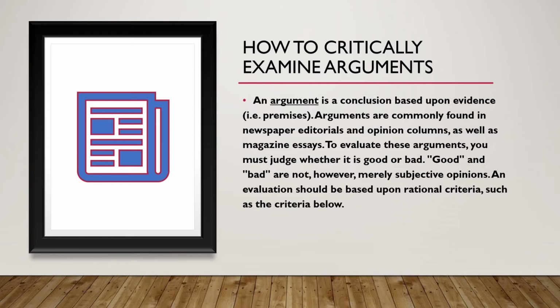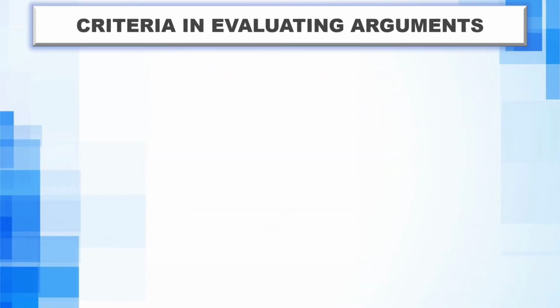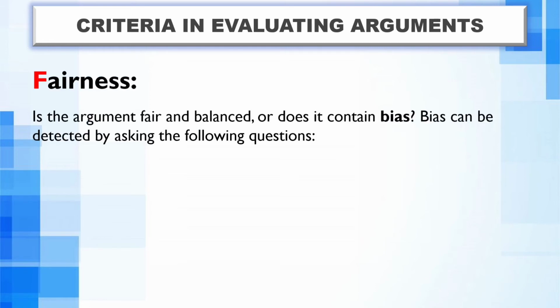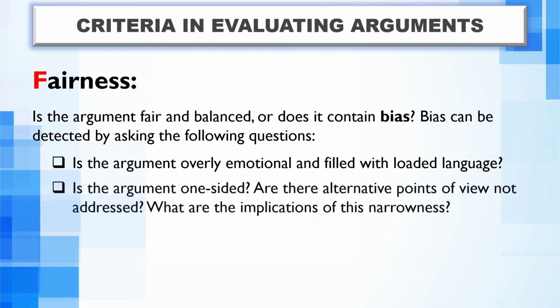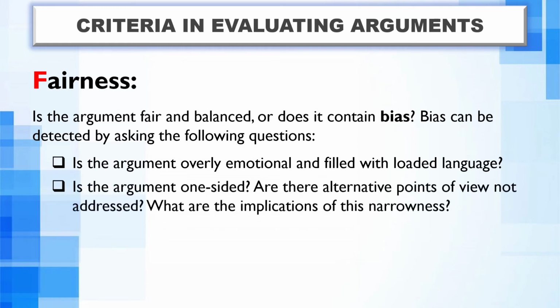So what are those criteria? Here are the criteria in evaluating arguments. Number one is fairness. Is the argument fair and balanced, or does it contain bias? Bias can be detected by asking the following questions. Is the argument overly emotional and filled with loaded language? Is the argument one-sided? Are there alternative points of view not addressed? What are the implications of this narrowness?